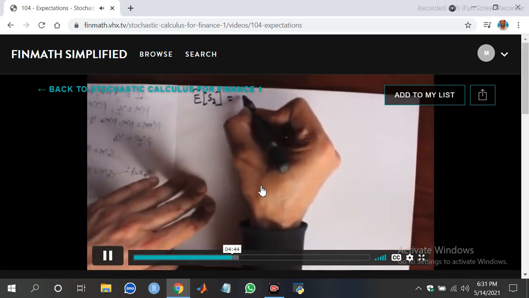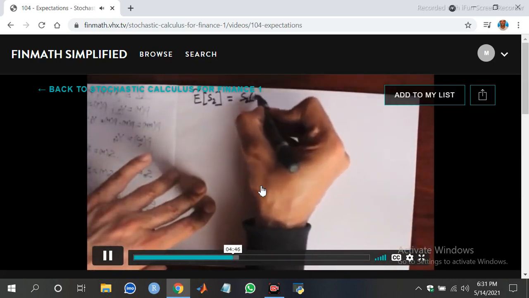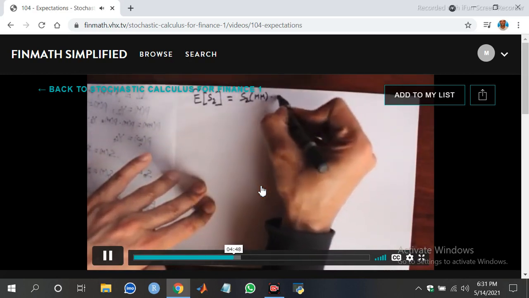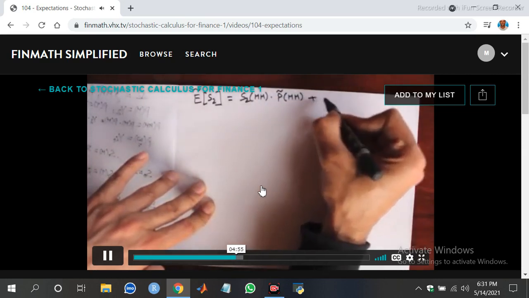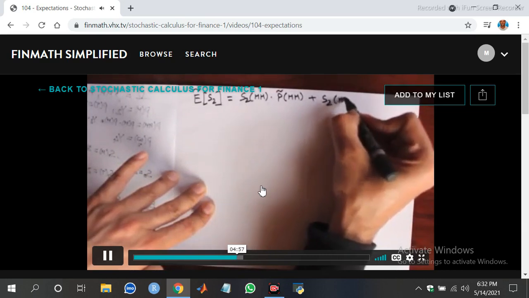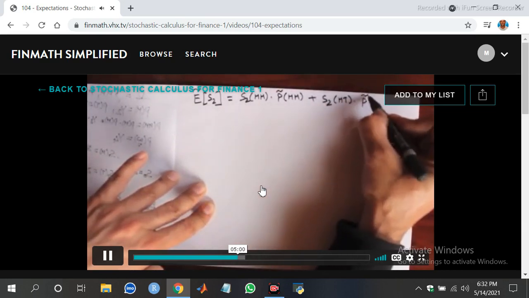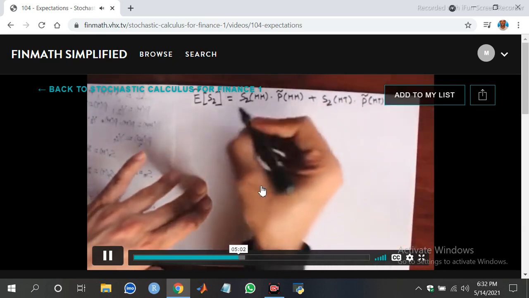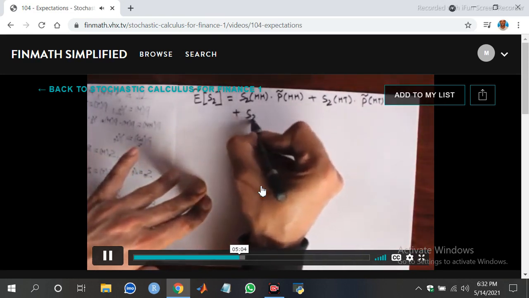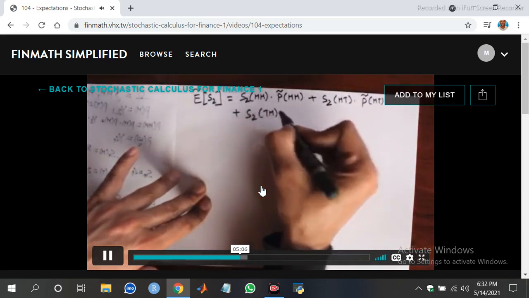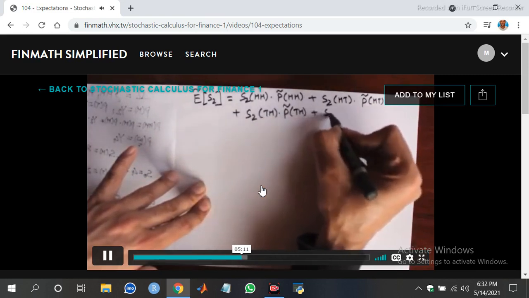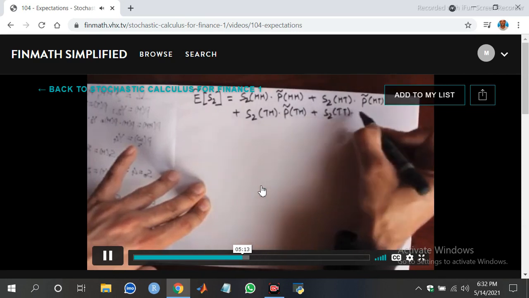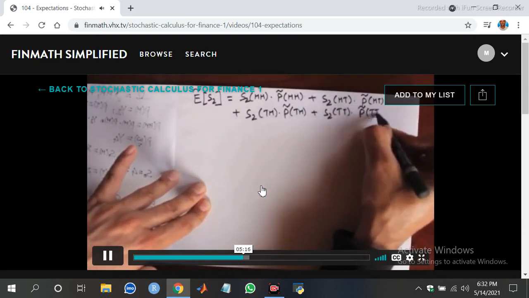Okay, so we can write S2 when there is a head head times probability, and which probability? Under the new measure of getting a head head, plus S2 when it's a head tail, and probability of getting a head tail under the new measure, plus S2 tail head times probability under the new measure of getting a tail head, plus S2 tail tail, probability under the new measure of getting a tail tail, right?